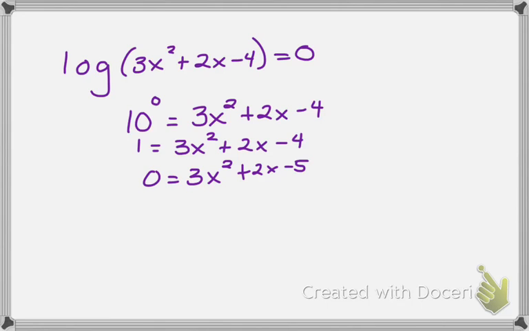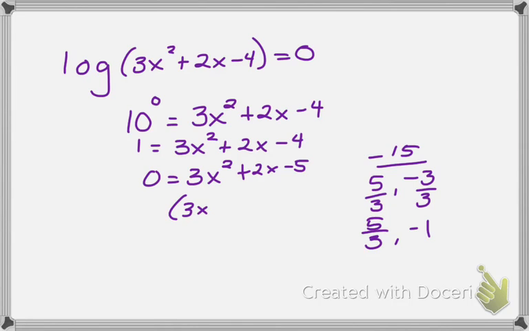Let's see if it's factorable. 3 times negative 5 is negative 15. Are there factors of negative 15 that get me to positive 2? Yeah, 5 and negative 3. My leading coefficient is 3, so I'm going to put it over 3. Reduce if I can. 5/3 stays. Negative 3 over 3 becomes a negative 1. So what are my factors? 3x plus 5 and an x minus 1. So what are my solutions? Negative 5/3 and a positive 1.